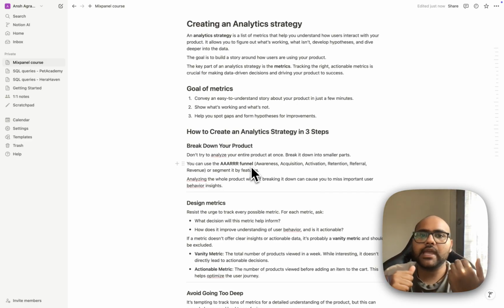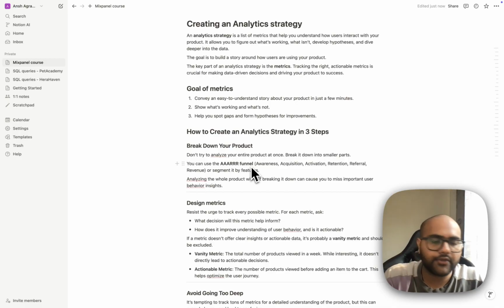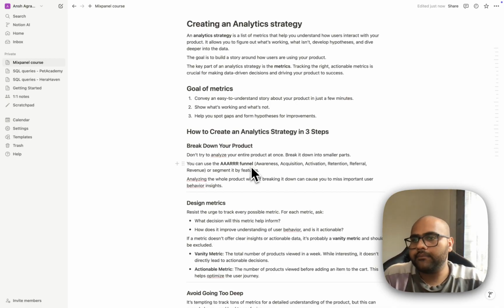And the key part of any analytics strategy is the metrics. Tracking the right actionable metrics is crucial for making data-driven decisions. If you're tracking vanity metrics, it's going to take you nowhere, and that's exactly what the majority of businesses do.